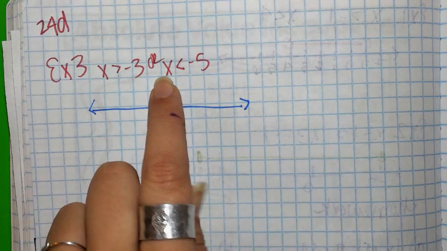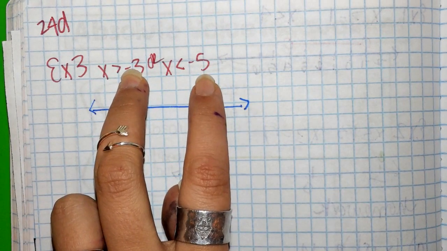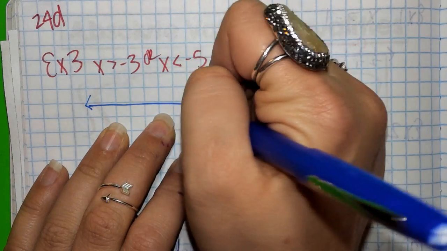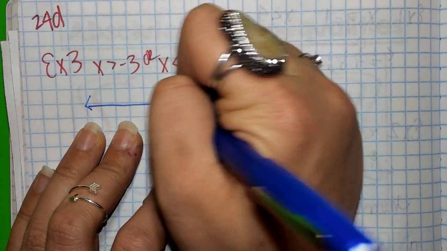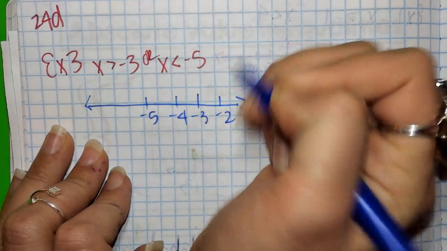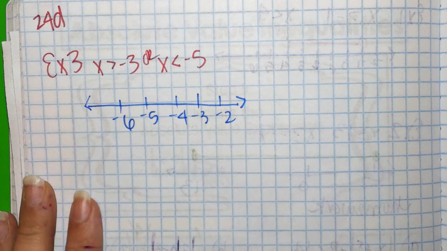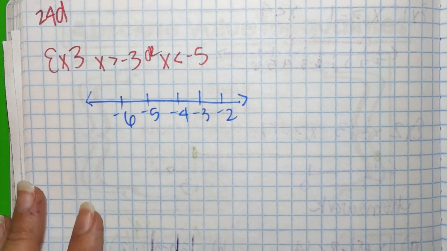Alright, so is 0 in between -3 and -5? No. So it's -3, -4, -5, -6, and if you don't remember your negatives, you have number lines on your desk or in your tower.